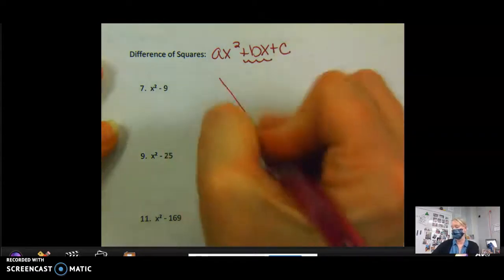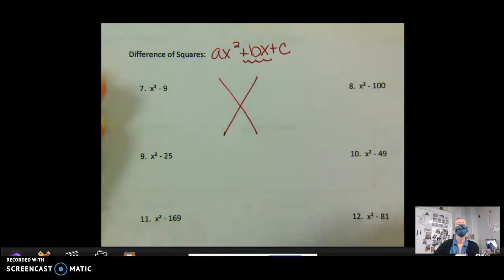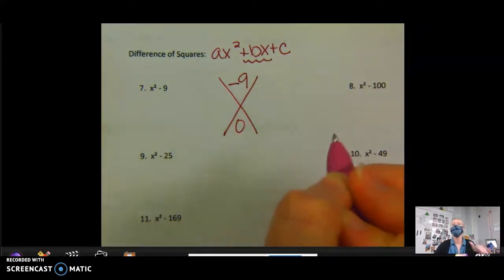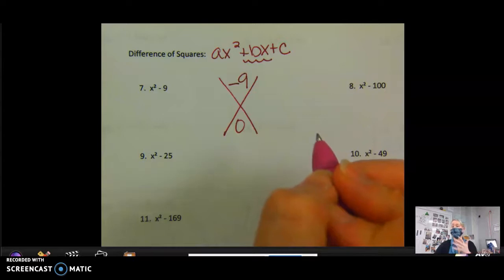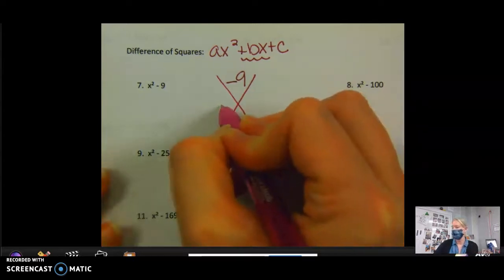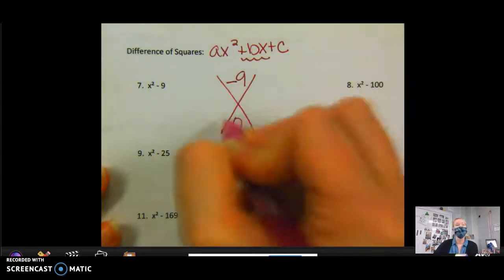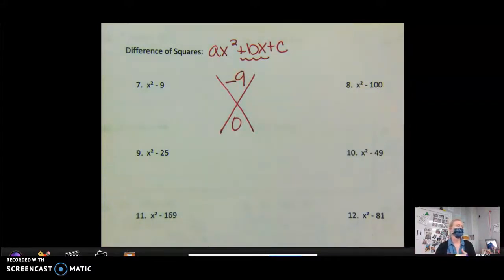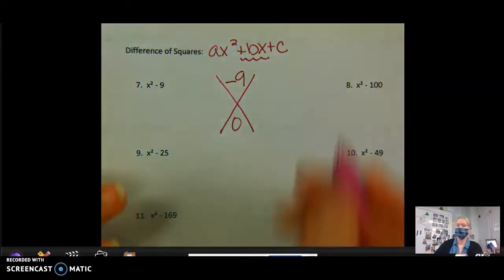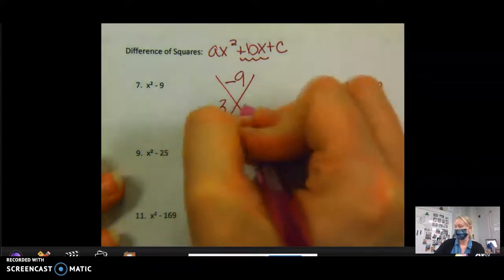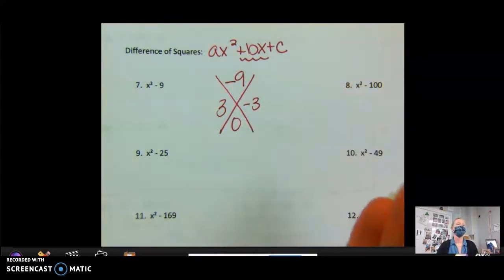So when I crisscross it, I can still crisscross. What number would go on top? Negative 9. So when I multiply, I want negative 9. But what number would go on bottom? 0, because there is no B. So no in math is 0, right? So now I'm looking for two numbers that multiply to negative 9, but when we add them, they cancel each other out and we're back to 0. What would that be? 3 and negative 3. They're always going to be opposites.